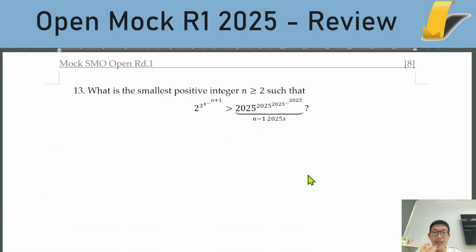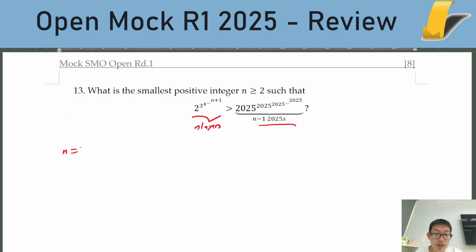Finally, question 13. How far do you need to go for n such that this is true? And if you're confused, you realize that there are n layers here and n minus 1 here, 2025. So there's one more layer on the left, right? Otherwise, if there were the same number of layers, it's going to be really big, and I have no idea how I'm going to calculate that. But for this one, it's not surprising that one more layer is going to be quite valuable after a while.